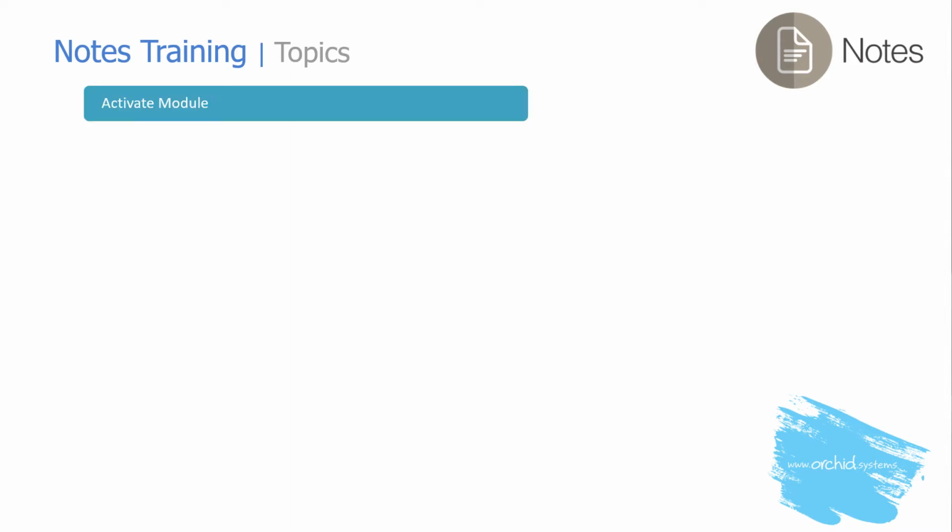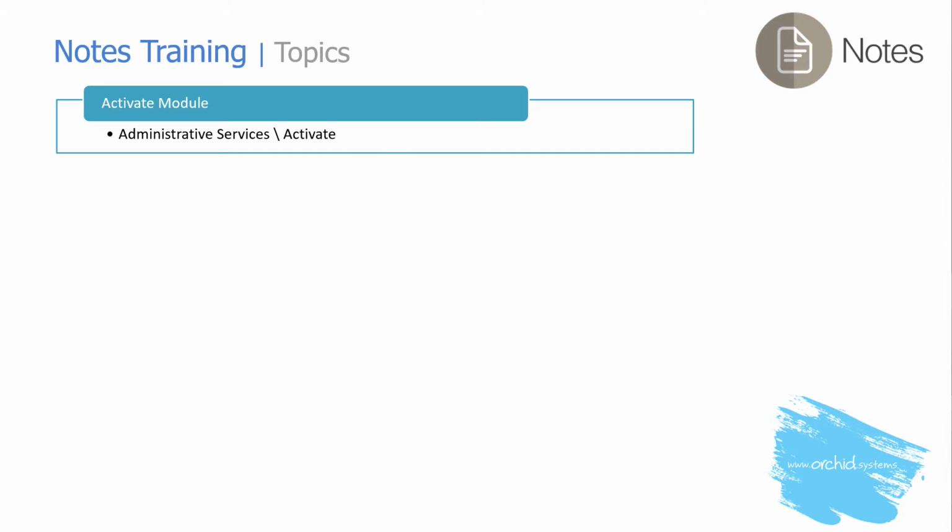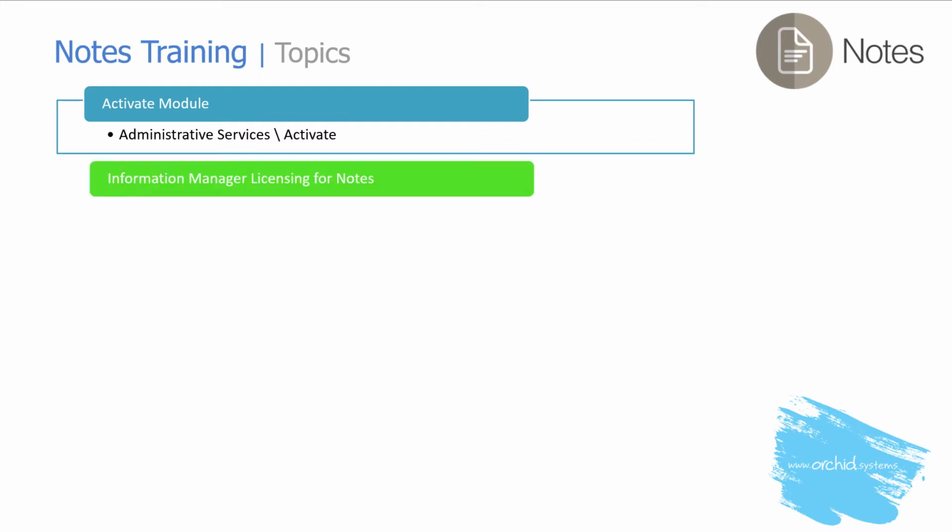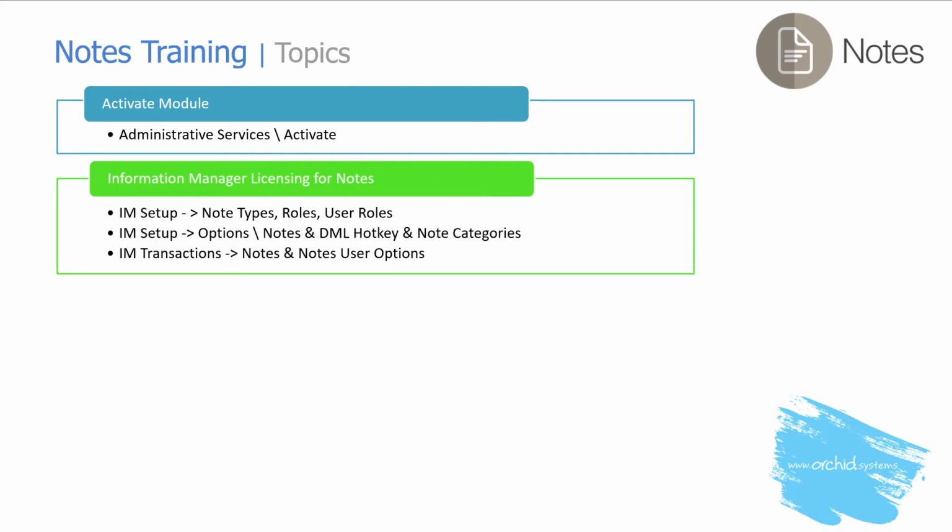The training topics that I'm going to cover today is activating Information Manager Notes, where you activate it in Admin Services and then use the Activate icon. And then we're going to run through the Notes license, those screens that are available if you're using Information Manager Notes, and those Information Manager screens which are not available if you only have a Notes license.